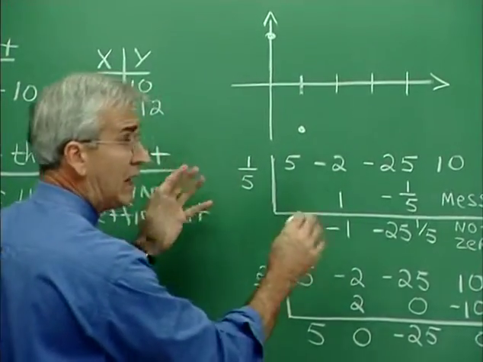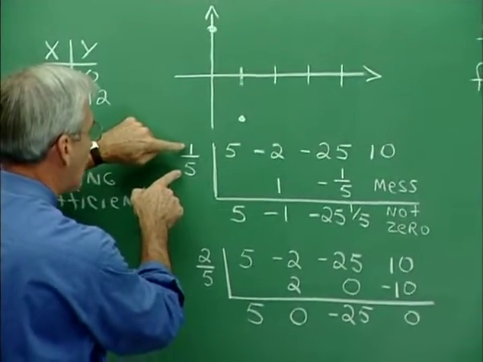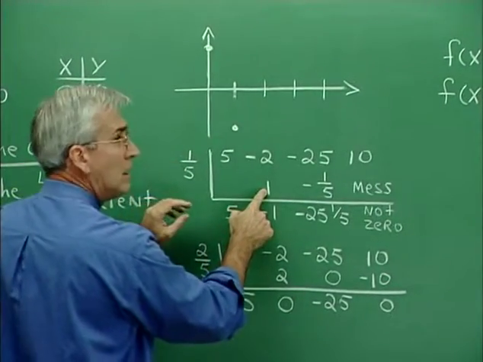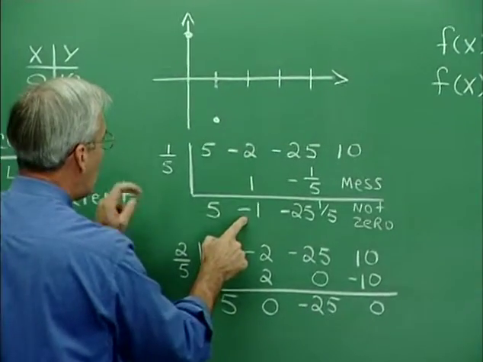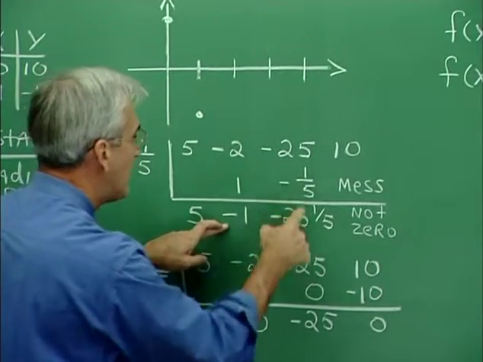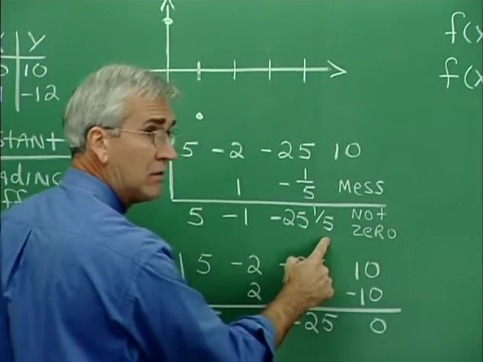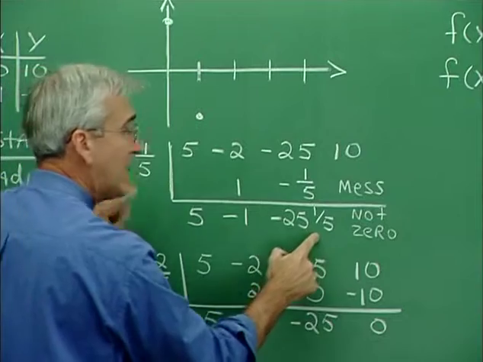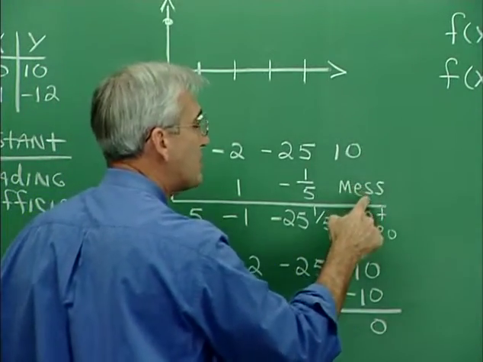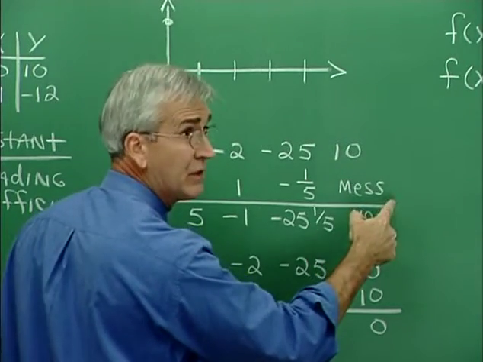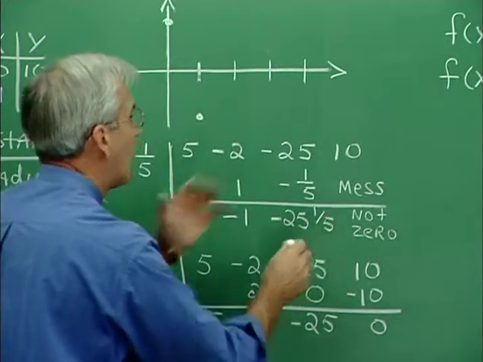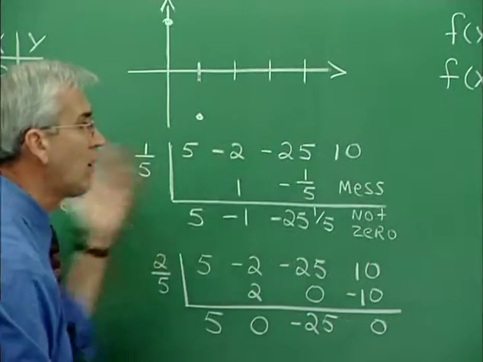Synthetically now, we would divide by 1/5. So bring down the 5. 1/5 times 5 is 1. Negative 2 with 1 is negative 1. 1/5 times negative 1 is negative 1/5. Together we get negative 25 and a fifth. Uh-oh. 1/5 times negative 25 and a fifth is a mess. And when you add 10 to this, you certainly don't get 0. So this value is not 0. That's the point here. So 1/5 is not a zero of the function.